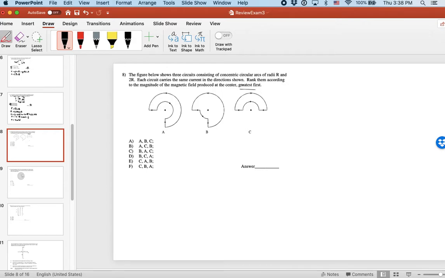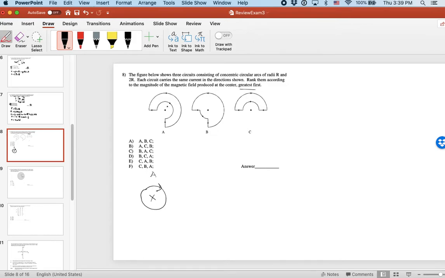When I look at these, one of the things I notice is that in the first one, A, and in C, I have current going around and then coming back in a different direction. So if I think about the magnetic field produced by just the outside, when I wrap my fingers so that the current is going clockwise, my thumb points into the page and I have a B field into the page. So that's going to be A.